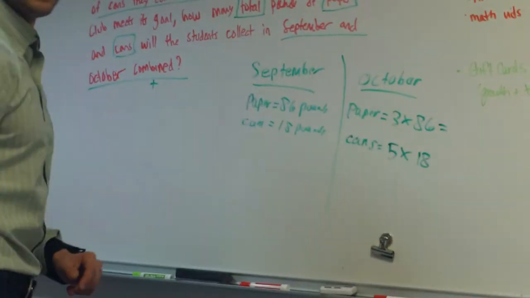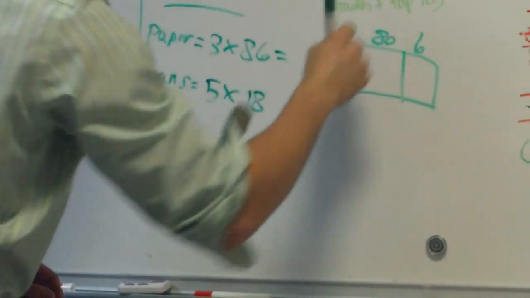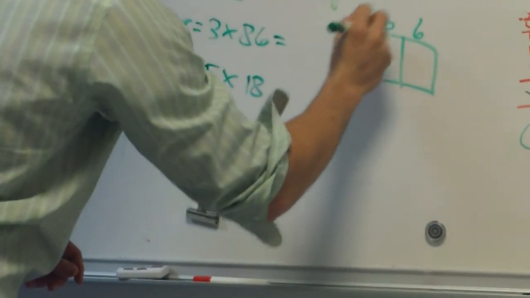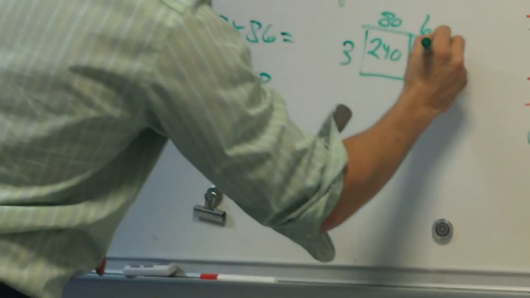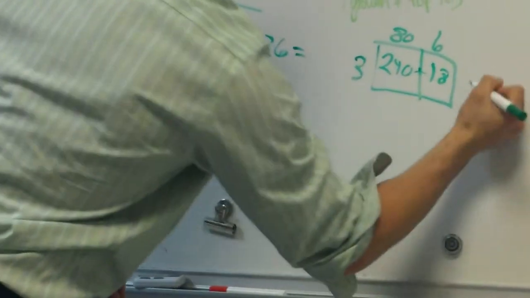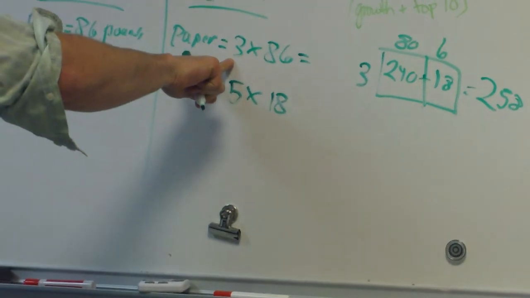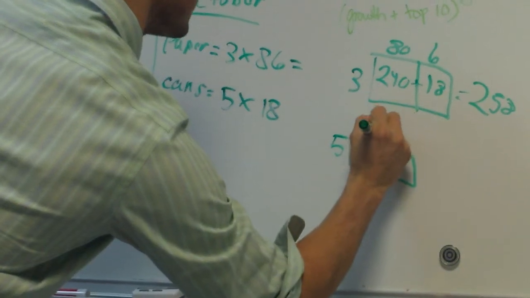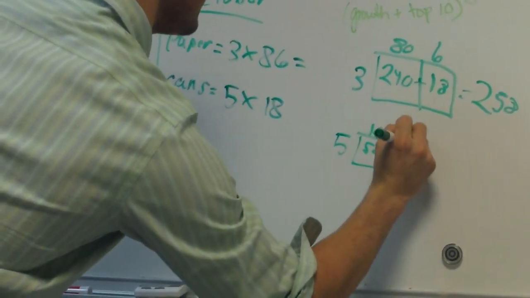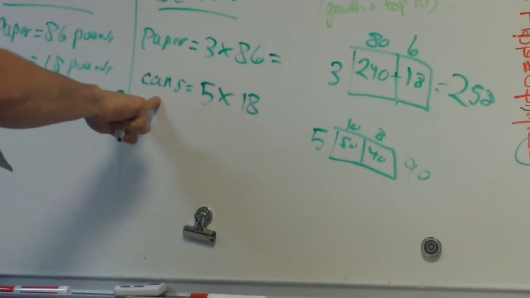In order to solve 3 times 86, I'm going to use the area model really quickly. 3 times 80 and 3 times 6. 3 times 8 is 24, and then I just transfer that extra 0, so 3 times 80 is 240. 3 times 6 is 18. If I add my 2 partial products together, you get 258 pounds of paper collected. Cans. 5 times 18, I'm going to do the same exact thing. 5 times 10 is 50, and 5 times 8 is 40. That tells me they collected 90 pounds of cans in October.